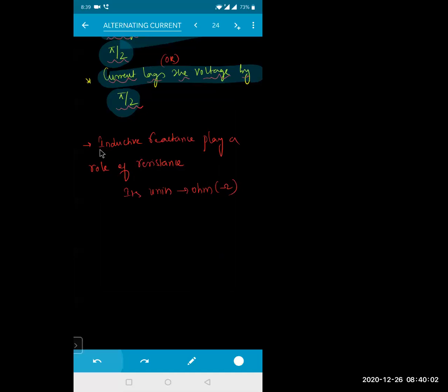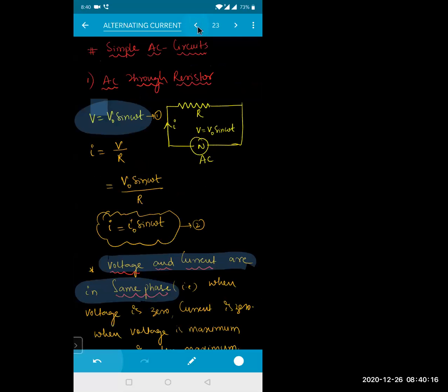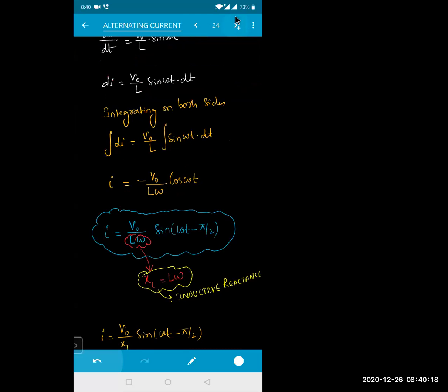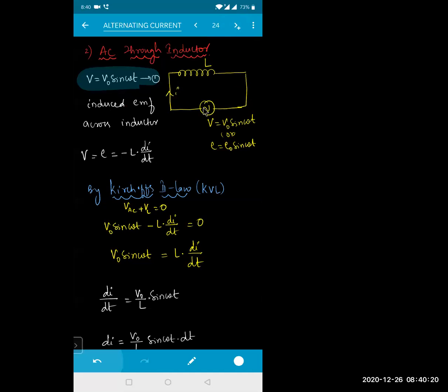Inductive reactance plays the role of resistance. Its unit is ohm. That means when a pure inductor is connected to alternating current, the voltage leads by pi by 2 or 90 degrees, or the current lags by 90 degrees.